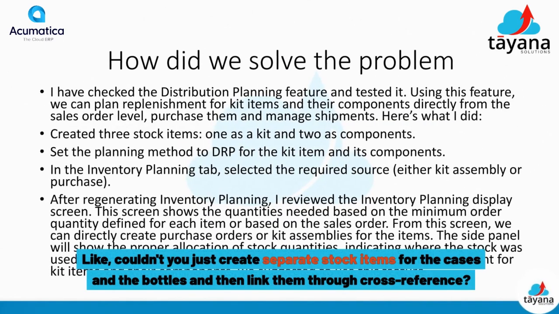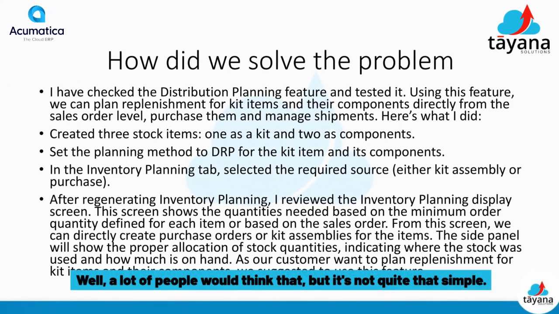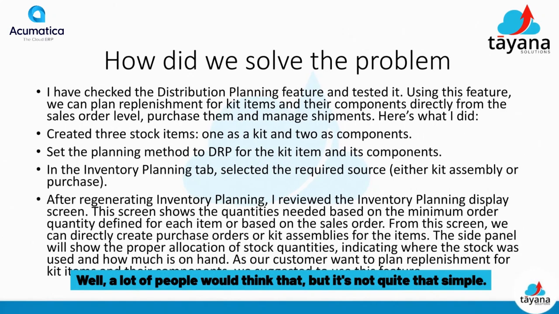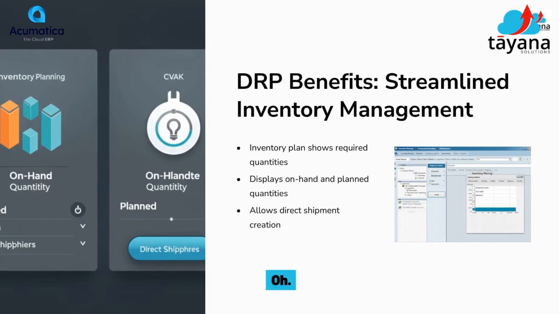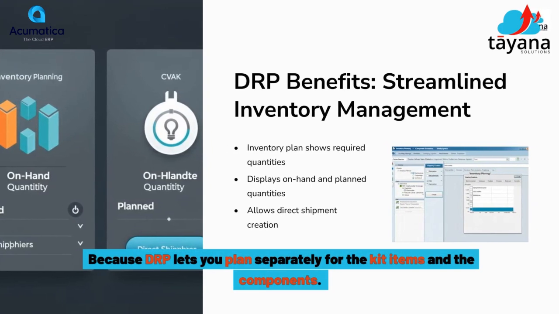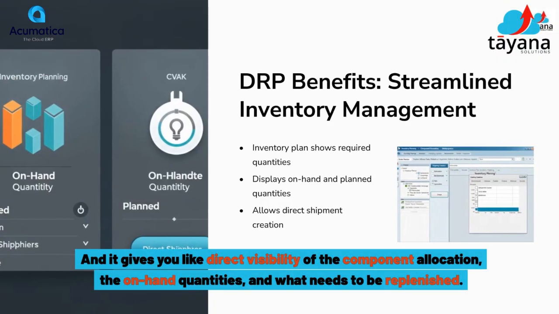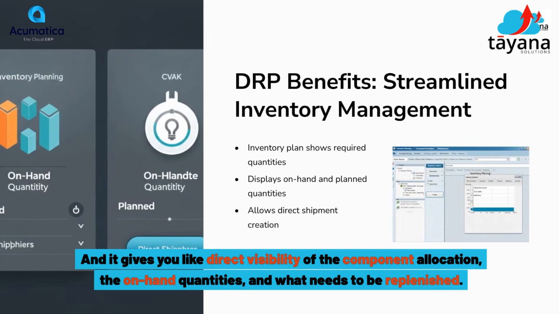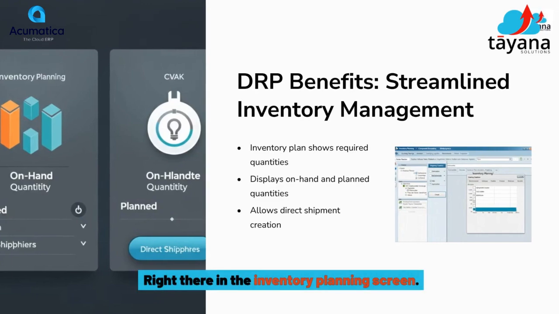Couldn't you just create separate stock items for the cases and the bottles and then link them through cross-reference? Well, a lot of people would think that, but it's not quite that simple. Well, with DRP, that's not an issue anymore. No. Because DRP lets you plan separately for the kit items and the components, precisely. And it gives you direct visibility of the component allocation, the on-hand quantities, and what needs to be replenished, all in one place. Yeah. Right there in the inventory planning screen.